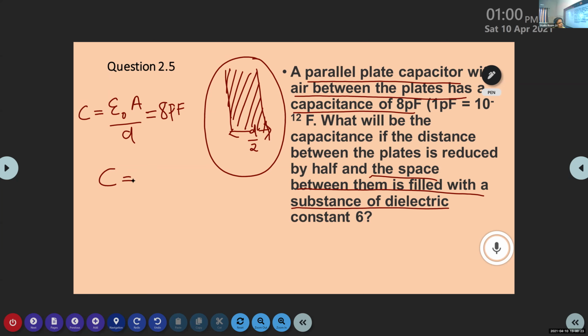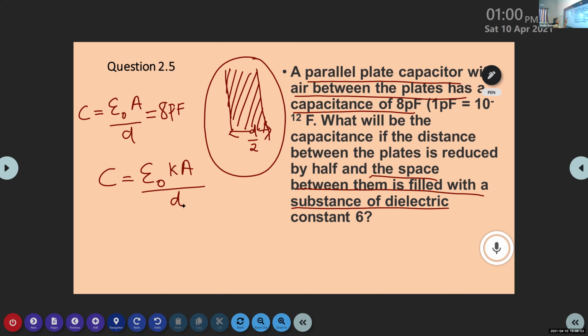What is the equation for calculating the capacitance of a parallel plate capacitor if the medium of separation between them is dielectric? C is equal to epsilon 0 A K by D. Yes, very good. C is equal to epsilon 0 K A divided by D.